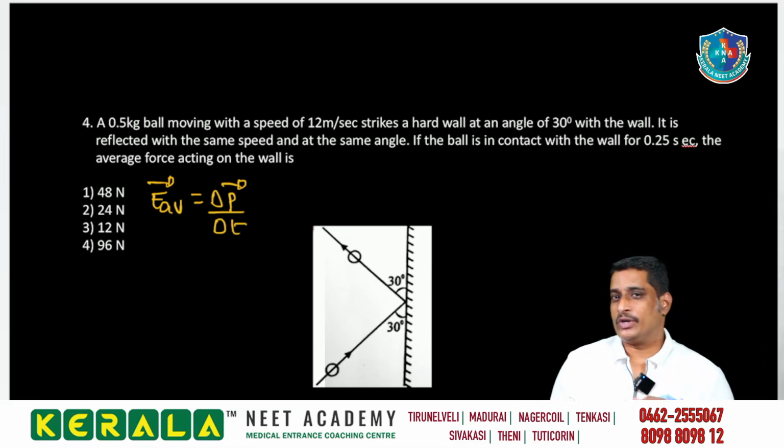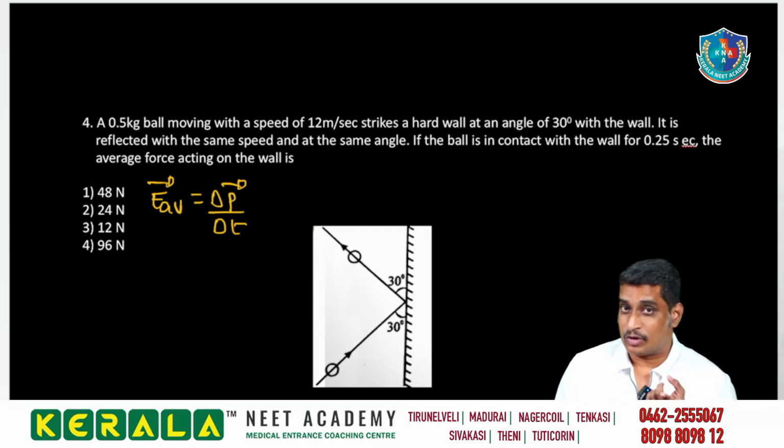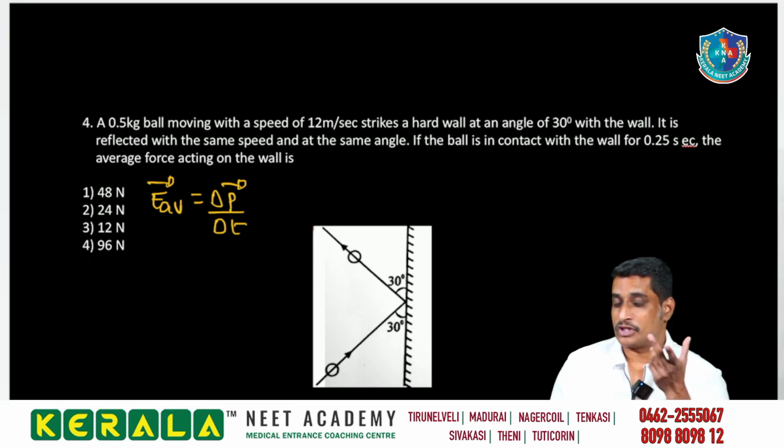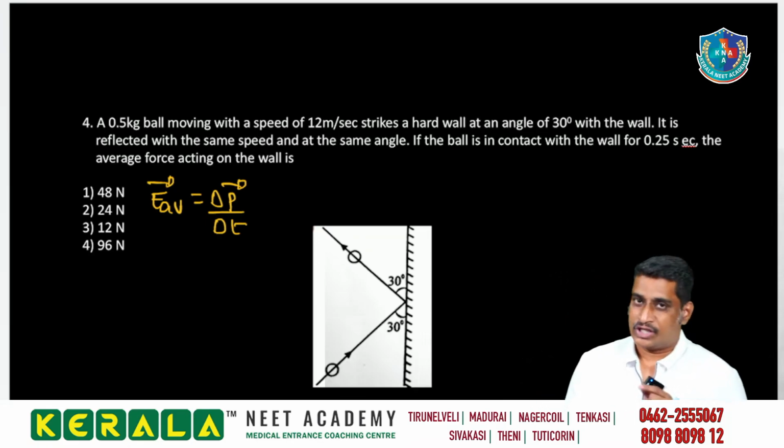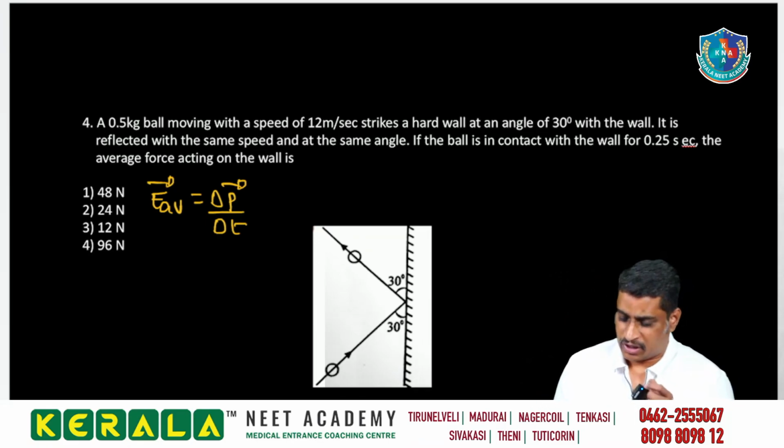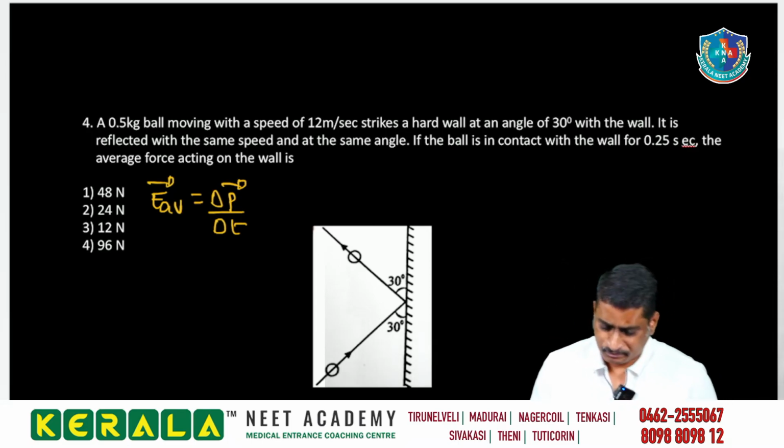In the last video, we discussed the differences between average value and instantaneous values. Instantaneous force is given by the rate of change in momentum of the body. Be careful regarding these two factors. In this particular question, they are asking us to calculate the average force acting over the wall.